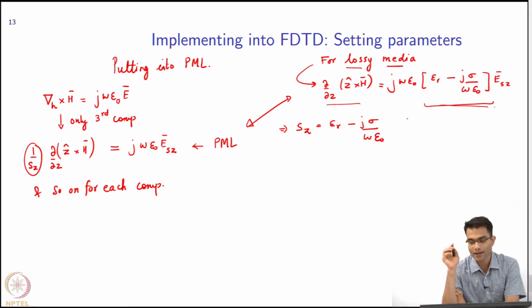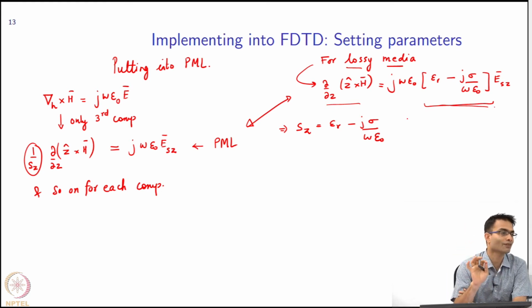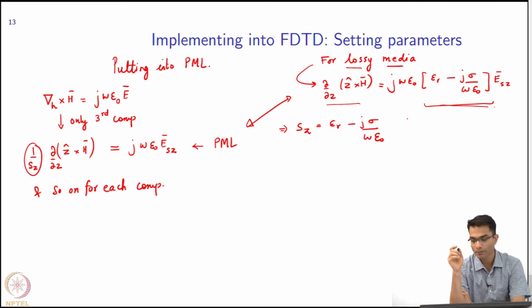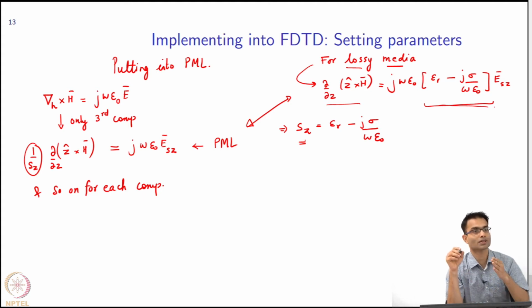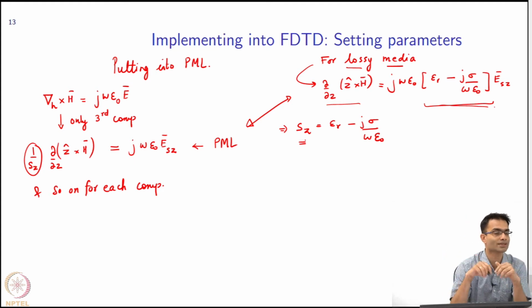Yeah, but remember this coordinate stretching is a way of understanding PML. So we have understood PML and that PML is the same as lossy media, but remember that this is Sz only. It's anisotropic. It's not going to experience the same loss. For example, Sx and Sy. What are the values of Sx and Sy? 1, right. So that is not a purely lossy media.